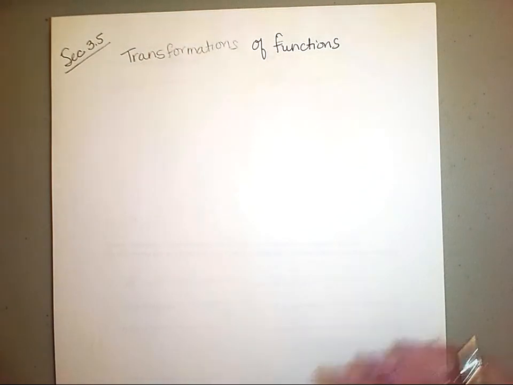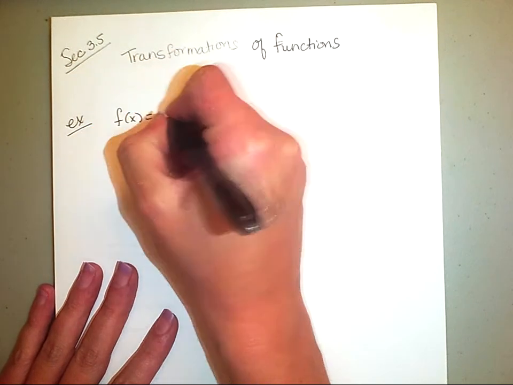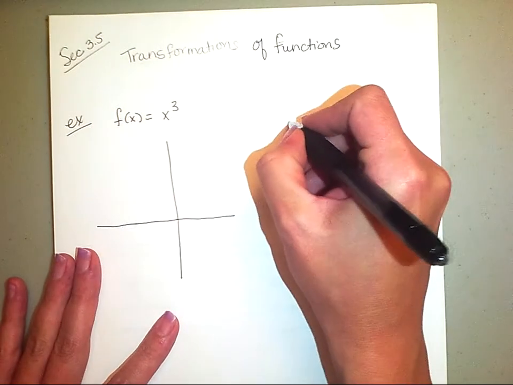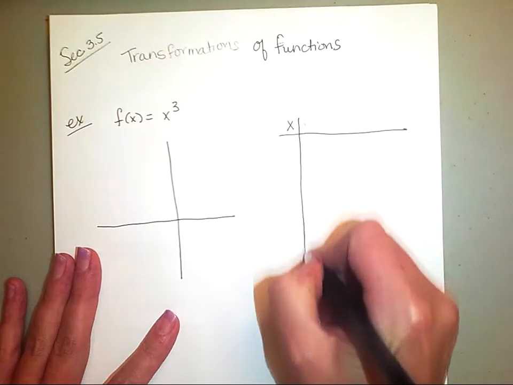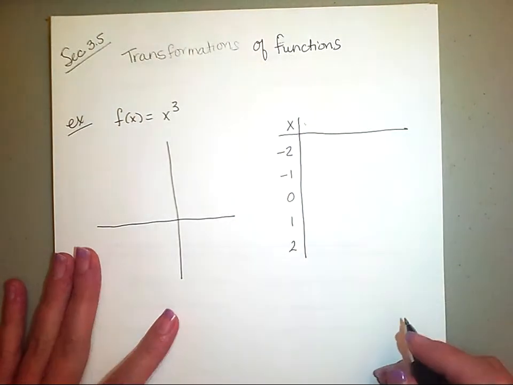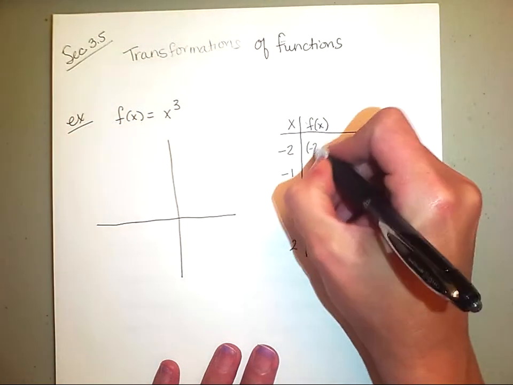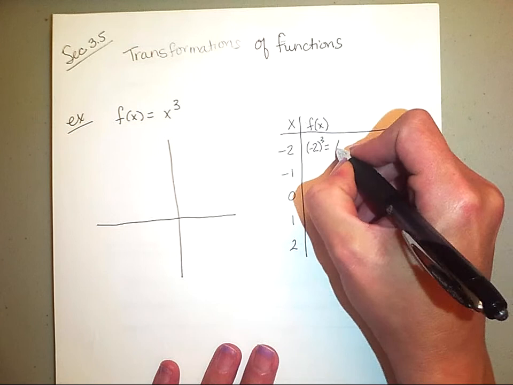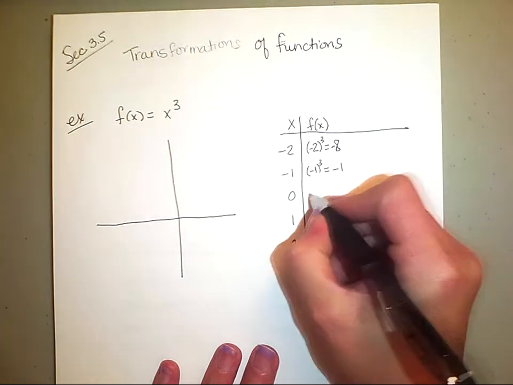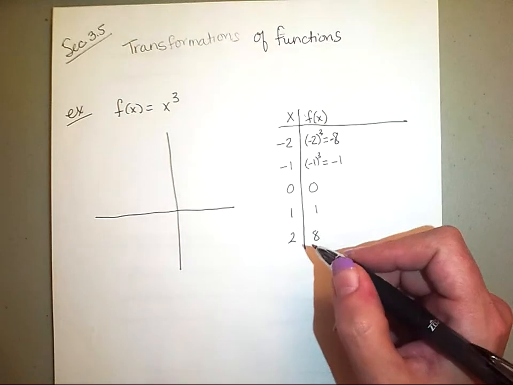So let's start with a basic example. Here's one of our parent functions. Let's say f of x is equal to x cubed. Okay. So if we use a basic table, if we let x equal just some numbers right around 0, so we can get an easy understanding of what's happening, then f of negative 2 is negative 2 cubed, which will be equal to negative 8. Negative 1 cubed is equal to negative 1. 0 cubed is 0. 1 cubed is 1. And 2 cubed is 8. Okay.